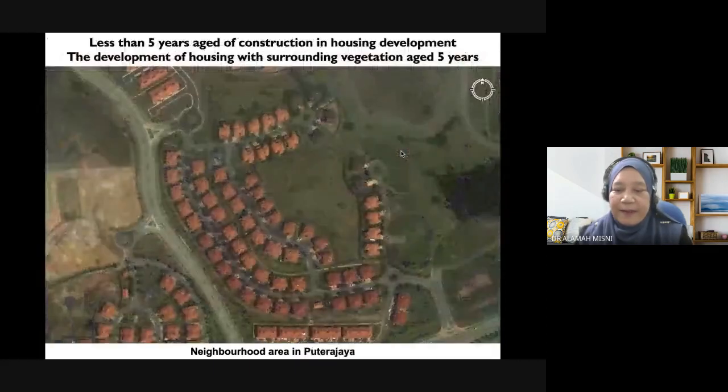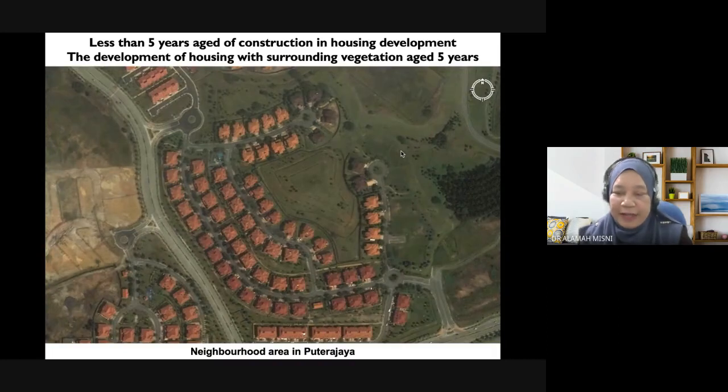Next. So another example, this is a neighborhood area located in Precinct 8, Putrajaya. This is less than 5 years of construction in housing development. So the development of housing with surrounding vegetation is also similar, like the building constructions, each 5 years. Next.